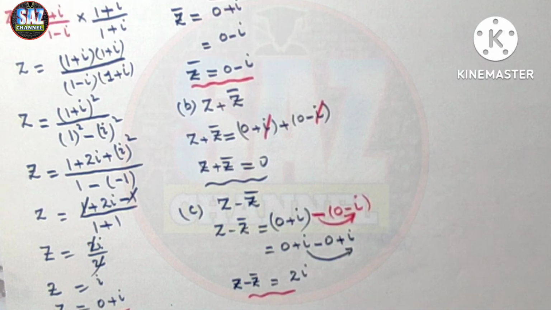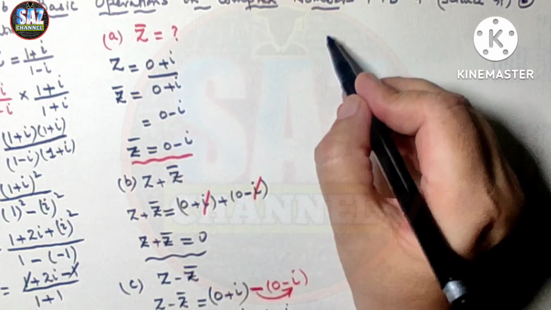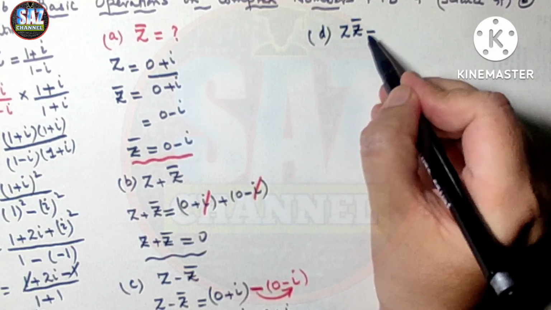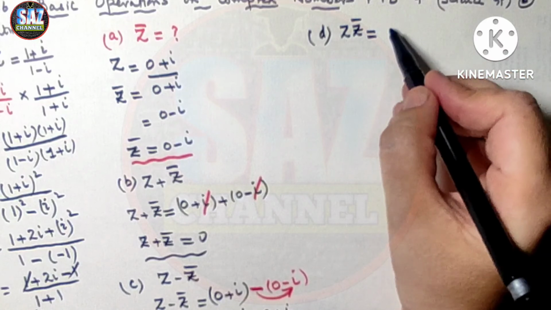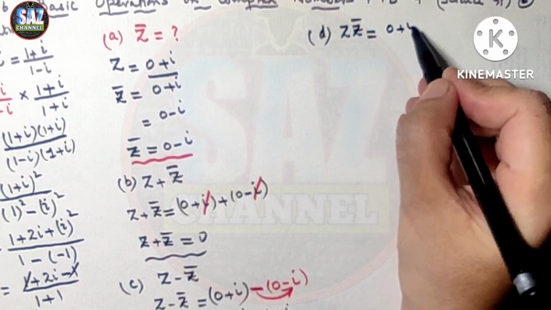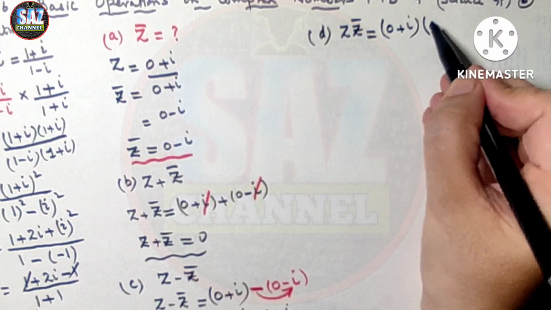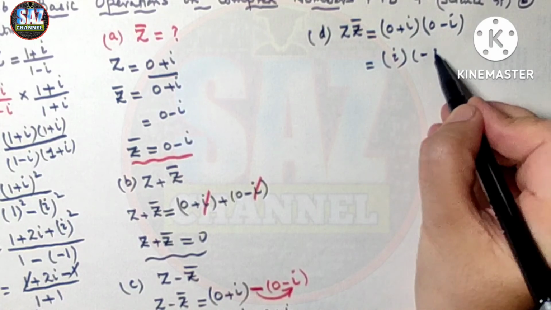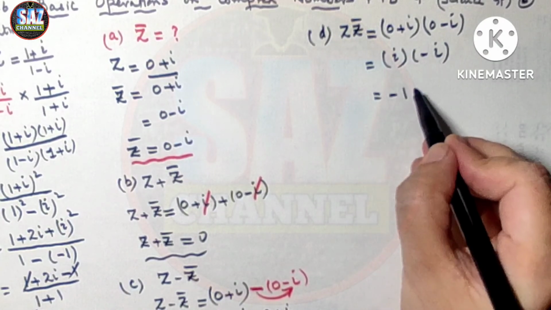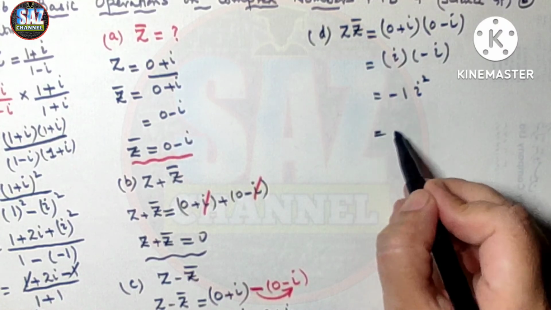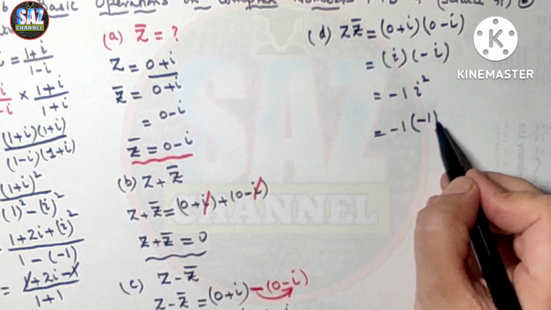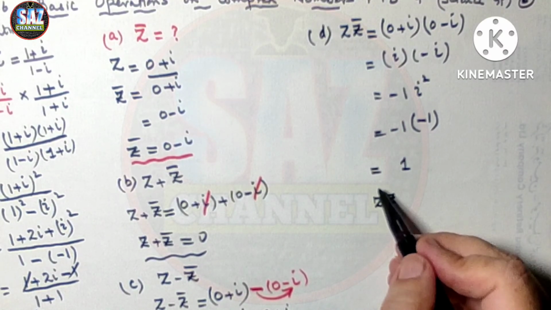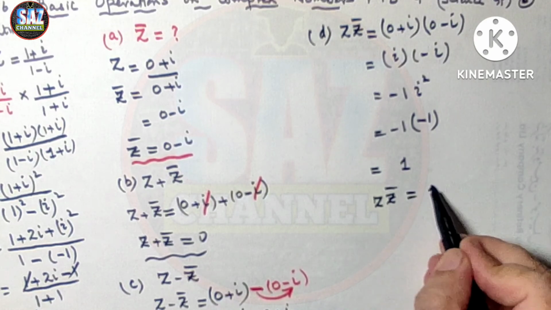And now, the fourth part is that we have to get the answer of z times z bar. z actually is 0 plus iota and z bar is 0 minus iota. So this is basically iota multiplied by minus iota, which is minus iota square, and iota square is minus 1. So the answer will be positive 1. So z times z bar equals 1.